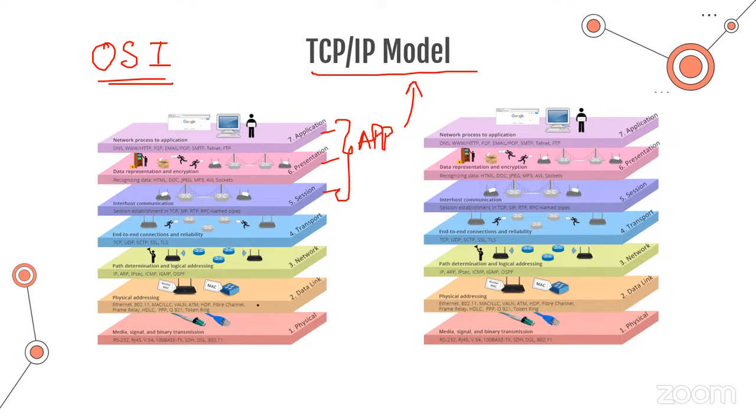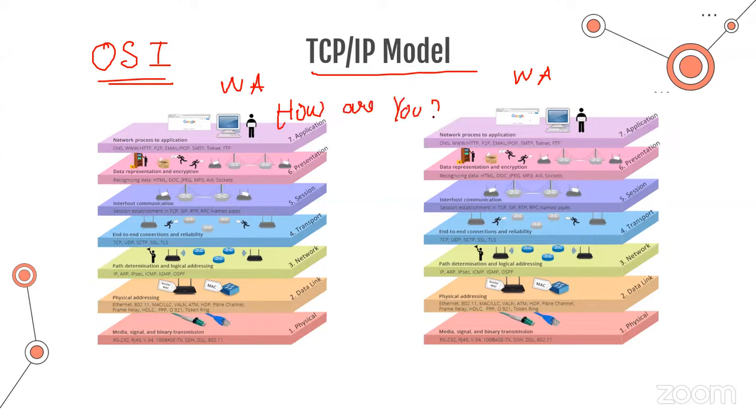Now, as I was saying about the example where my WhatsApp is talking to WhatsApp on another phone, what happens is that when I am creating a message, let's say I typed a message, how are you? This is the message that I typed. When I type this message, I am typing it over the application layer. What is the application that I'm using? I'm using an application called WhatsApp. That WhatsApp message, how are you, is basically, we call it encapsulated, meaning it is getting wrapped.